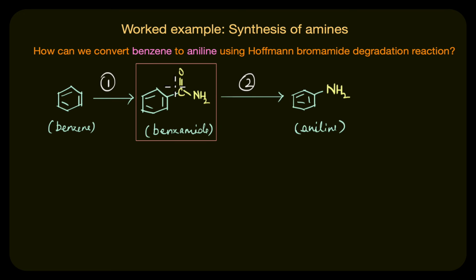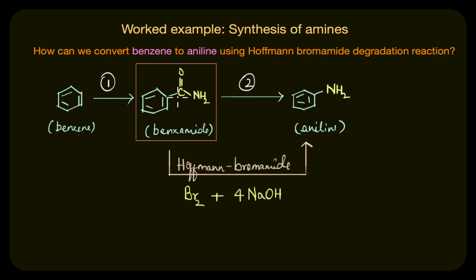So we have achieved the first step. The second step is simply converting benzamide to aniline, right? And that we can get by using the Hoffmann bromamide reaction, which is to treat this amide with bromine in the presence of a strong base to get the corresponding amine.